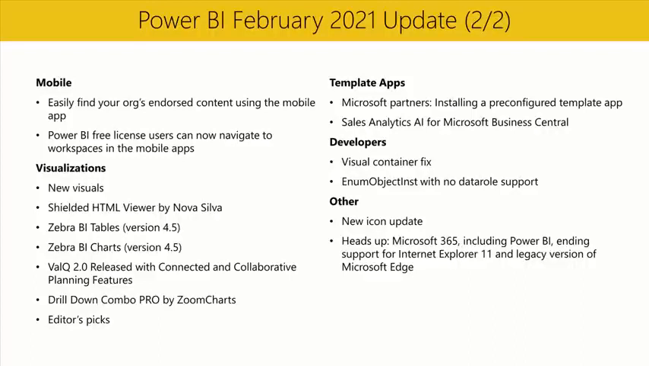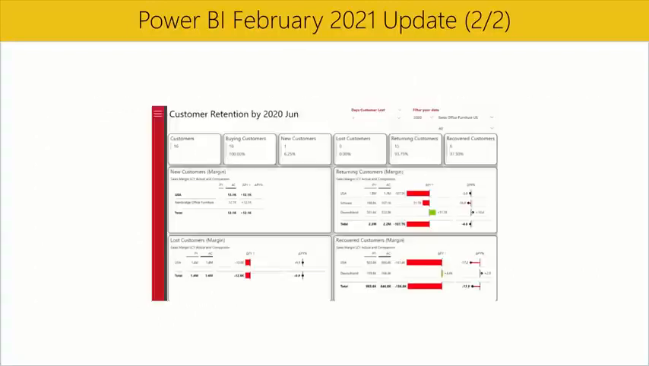Now onto this month's template app, Sales Analytics AI for Microsoft Business Central. With this template app, you leverage your investment in Business Central, extending your business process management with analytical capabilities to improve your business performance. This template app provides detailed breakdowns of your sales and order book, customer retention metrics, and more. The only requirement is to download and install the free Business Central extension as part of the solution. If you're interested in trying out this template app, please check out the links in the video description below.